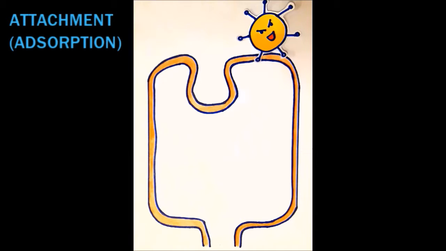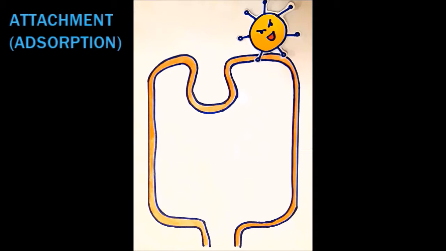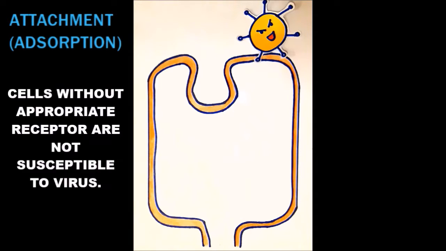The first step in infection of a cell is attachment or adsorption. The virus will attach to the cell surface via ionic interactions, which are temperature independent. The viral attachment protein recognizes a specific receptor, which may be a protein, carbohydrate, or lipid on the outside of the cell. Cells without the appropriate receptor are not susceptible to the virus.